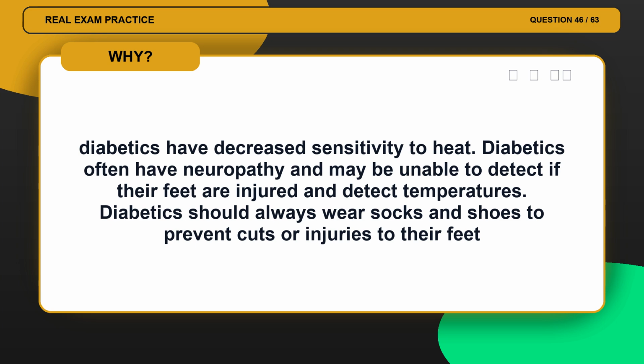Diabetics should always wear socks and shoes to prevent cuts or injuries to their feet.